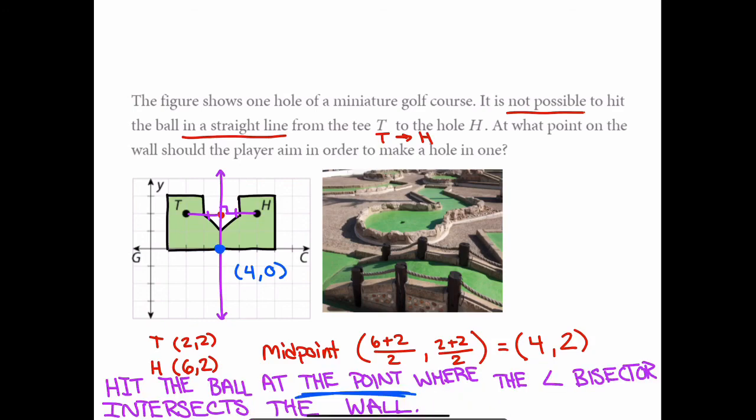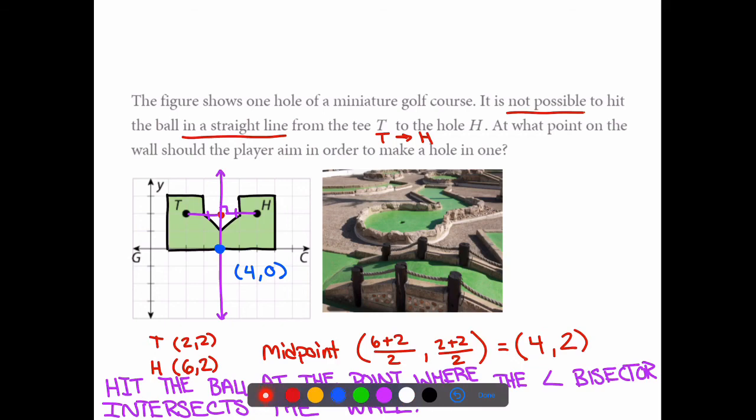You hit the ball at the point where the angle bisector intersects the wall. So, again, I hit it at the point where our line of reflection hits the wall, and that would reflect it right back to point H. Lines of reflection will be very useful for you guys if you choose to go mini golfing and you want to impress some people. And again, it's important that we know that this is the perpendicular bisector. So our line of reflection is our perpendicular bisector for our line segment TH.